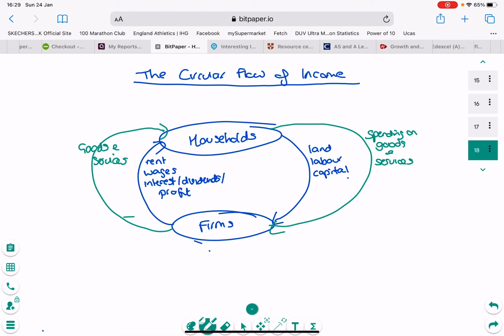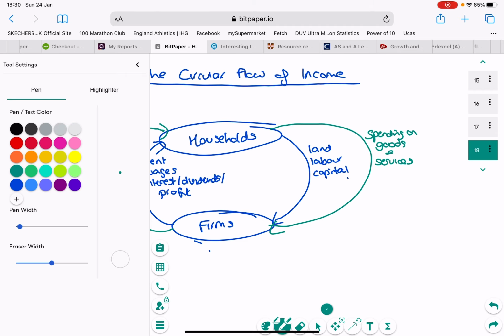Now, this is what happens if we have what's called a closed economy, where we've got no government and we've not got any foreign trade. But in reality, we do have a government and we do have foreign trade, so the money flowing around the circular flow is not going to continually be the same. If we start off with £100, it's not going to continually be £100, because we have money coming into the circular flow from outside, and we also get money leaving the circular flow.